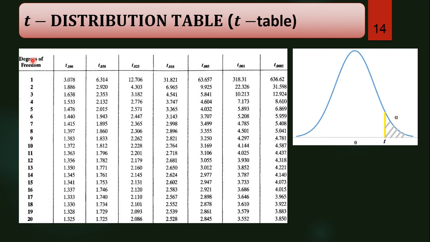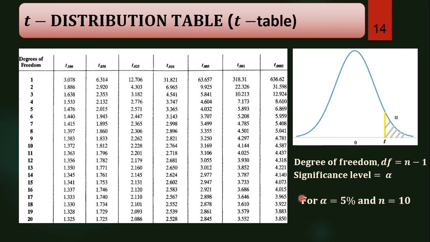For example, we have here degree of freedom, df, equal to n minus 1, sample size minus 1. The significance level will be our alpha. Then you are given alpha is equal to 5%, which is 0.05. n is equal to 10, meaning to say that degree of freedom is 10 minus 1, which is 9. So you look at the alpha 0.05 here, and then you go to the degree of freedom 9. So it will show you this value.